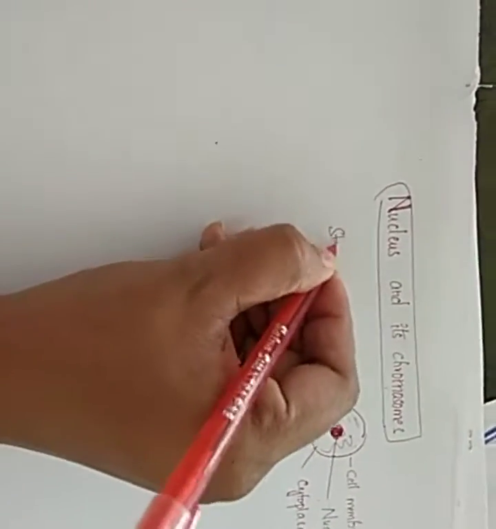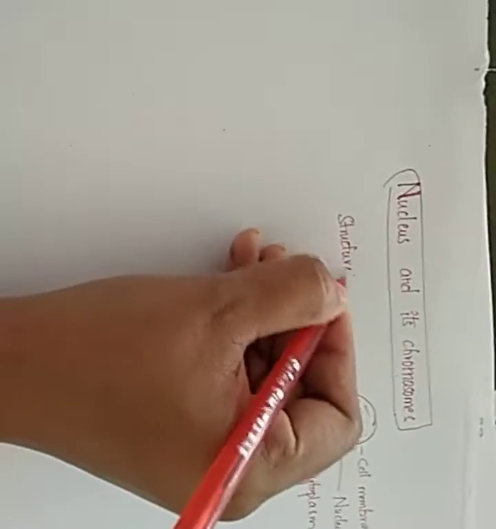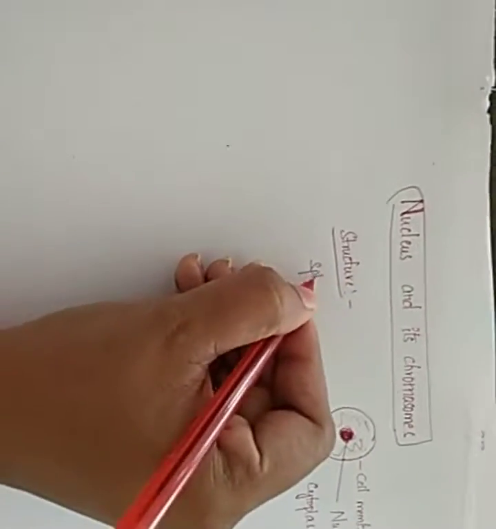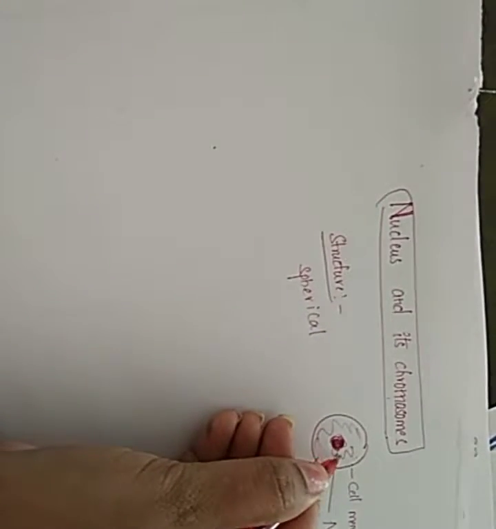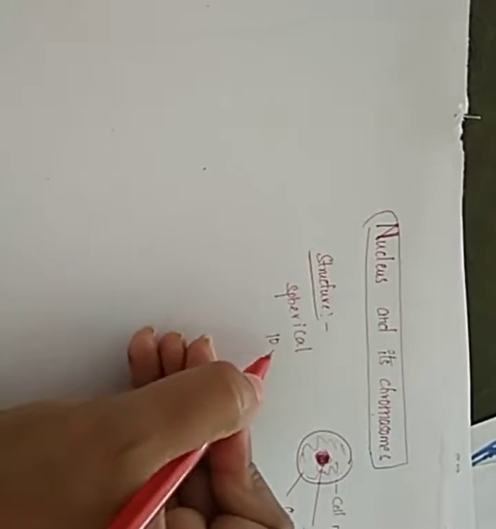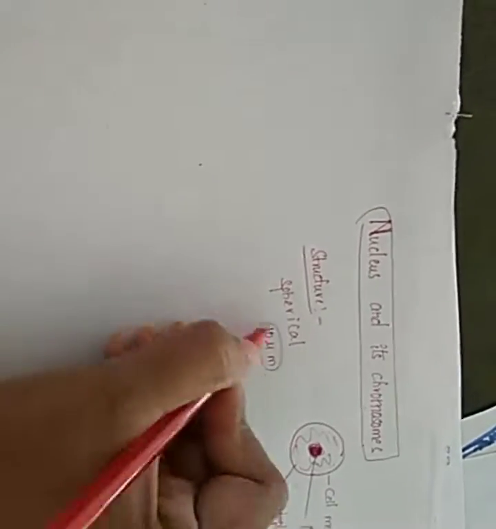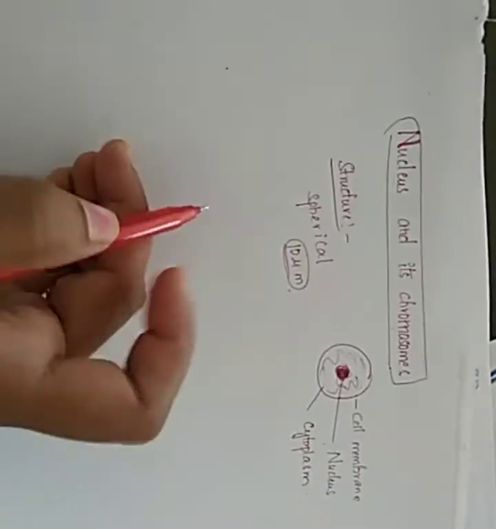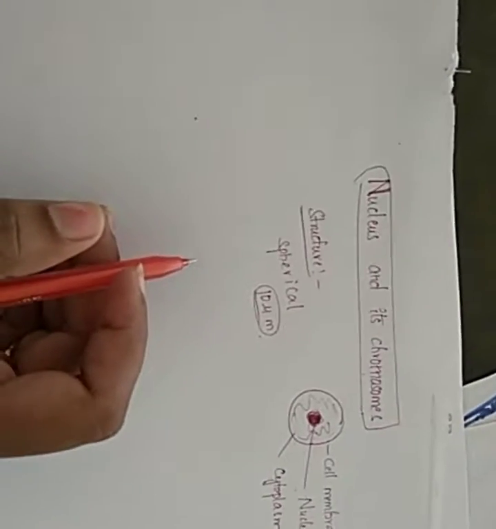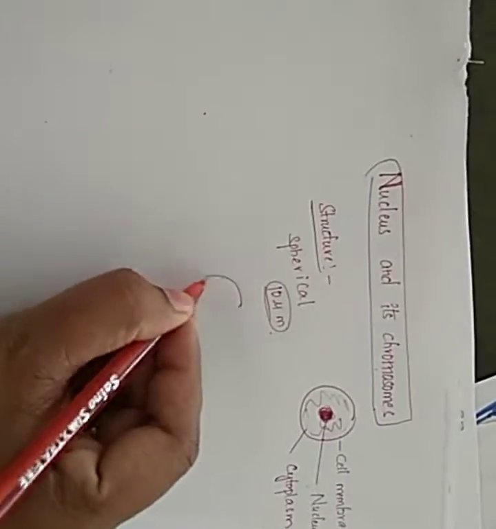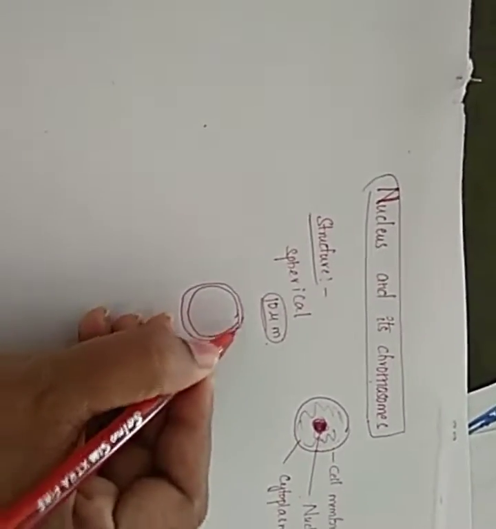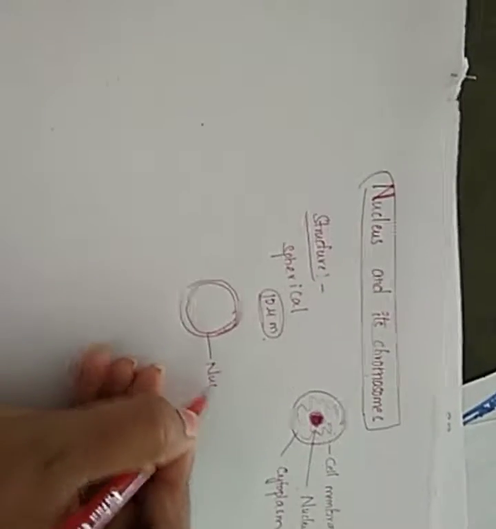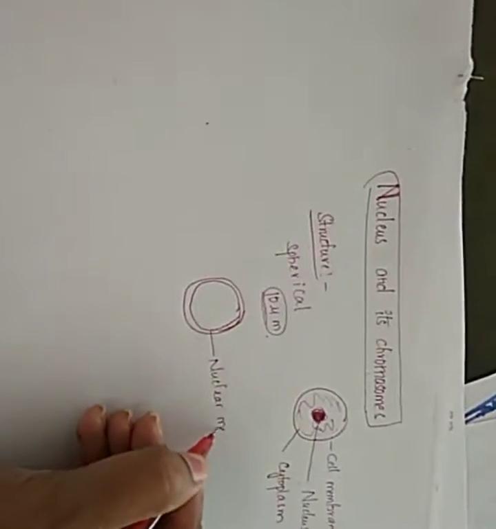Now the nucleus, the nuclear part. Coming to the structure, it is spherical in shape. As the picture depicts, it is spherical and about 10 micrometers in diameter, and it is surrounded by a limiting membrane. This limiting membrane is double layered, and it is called the nuclear membrane.